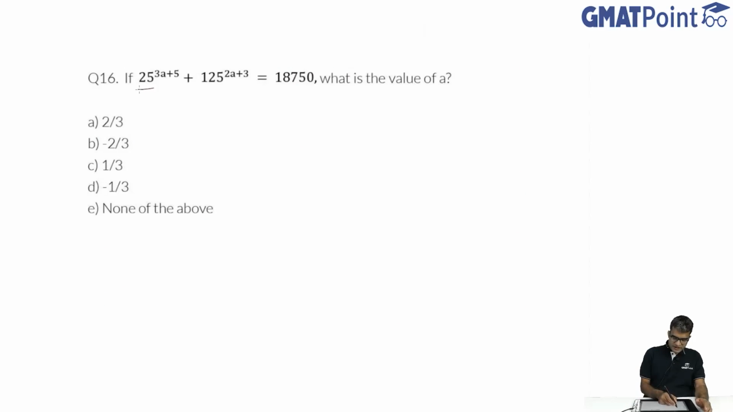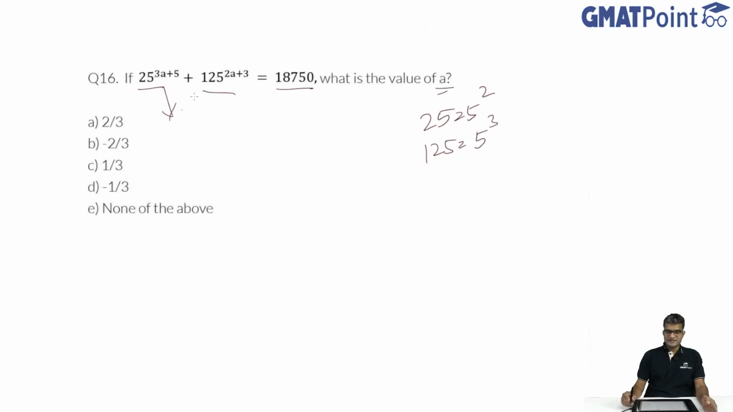In this question, we are told that 25 to the power 3a plus 5 plus 125 to the power 2a plus 3 is equal to 18750. We are asked to calculate the value of a. 25 is equal to 5 square and 125 is equal to 5 cube. So this equation can be simplified.